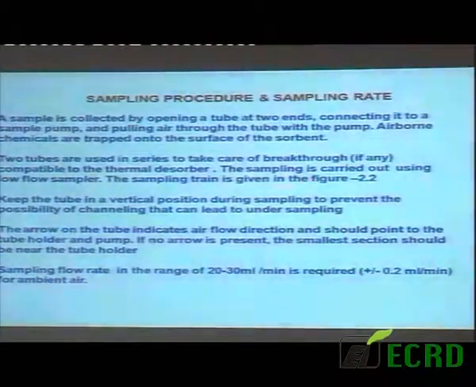Then the sampling procedure. Earlier we used 20 to 30 ml, but later on we found that you can go up to 200 ml. But if the concentration is high at any place, then you can use lower flow rates, like 20 to 30 milliliter. Next, please.